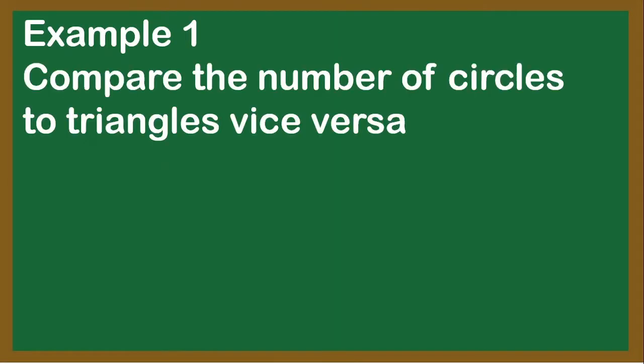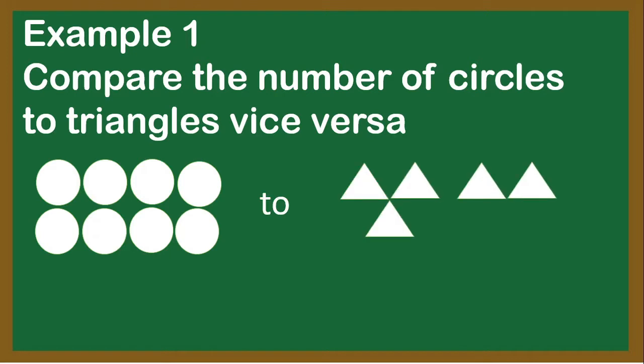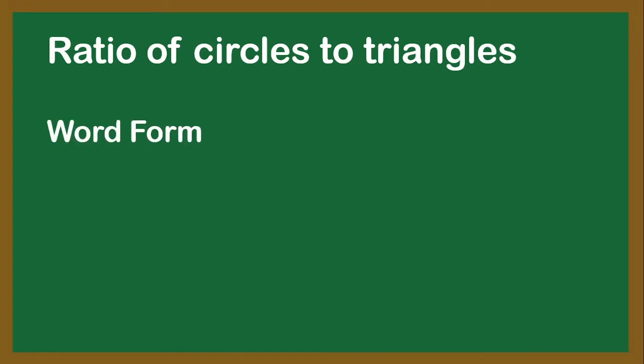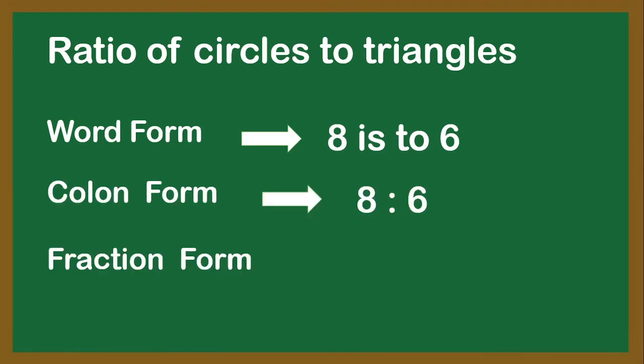Now let us have example number 1. Compare the number of circles to triangles or vice versa. Let's have circles: 1, 2, 3, 4, 5, 6, 7, 8 circles, and triangles: 1, 2, 3, 4, 5, 6 triangles. So we have 8 circles to 6 triangles. Ratio of circles to triangles: we have the word form as 8 is to 6, the column form as 8:6, and the fraction form as 8 over 6. You will see here that in word form, we use the words "is to". In column form, the symbol of colon, and in fraction form, it is in a fraction figure.